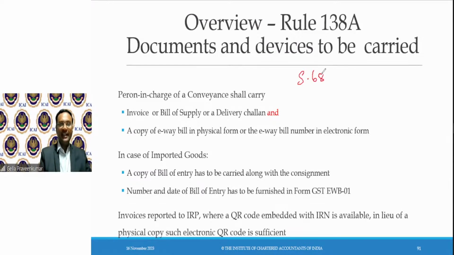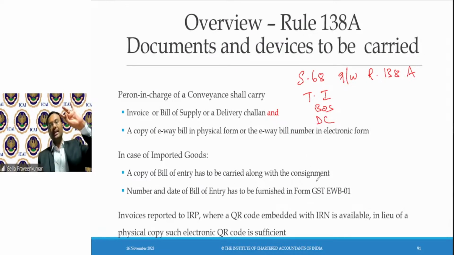Section 68, read with Rule 138A. For goods movement, I need a tax invoice. If not a tax invoice, bill of supply. If not these two, delivery challan.